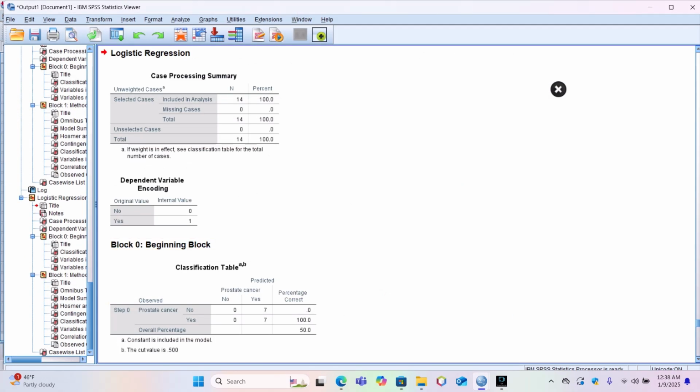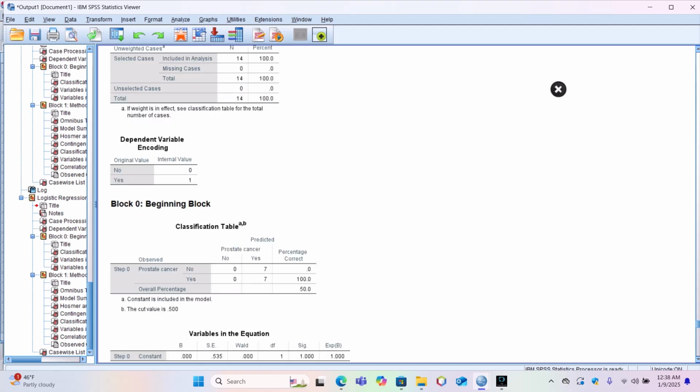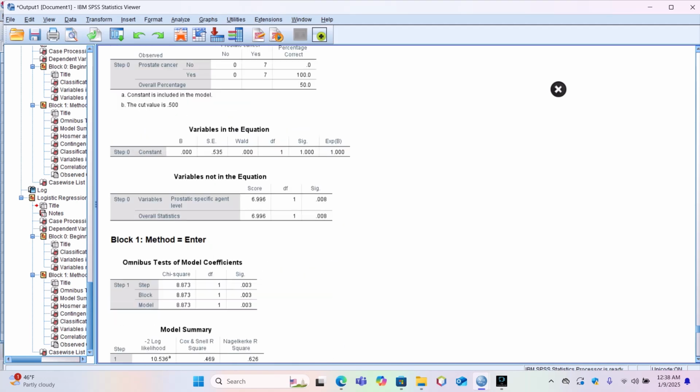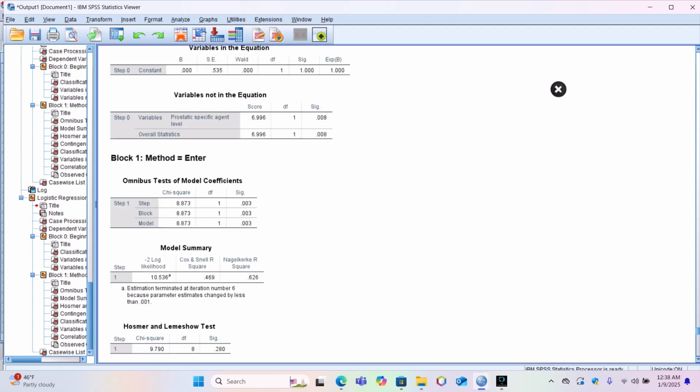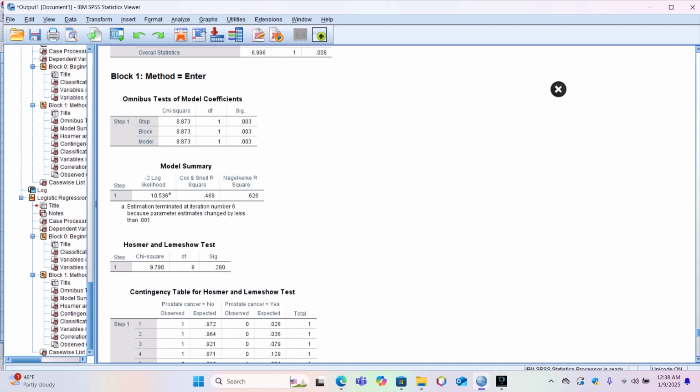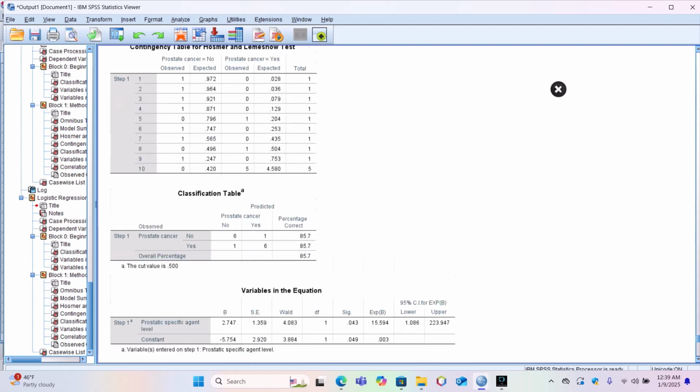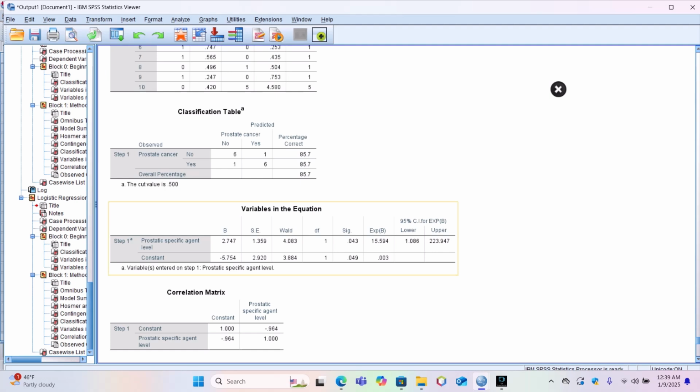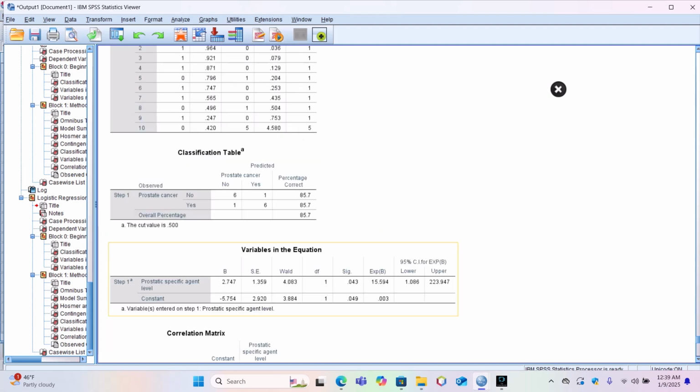When we continue with the test, we see that in the beginning we get Block 0, which is the null model, and Block 1, which is our proposed model. Here we see a significance value of 0.003 and a chi-square value of 8.873, which shows that the model is a significant fit. Similarly, we see a negative 2 log likelihood value of 10.536, which again shows a good model fit. When we go down, we see that PSA level is a significant predictor of prostatic cancer.